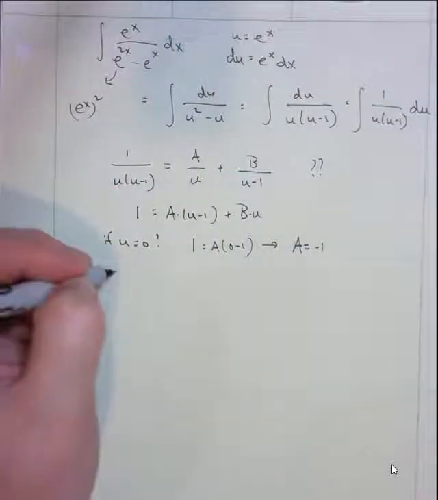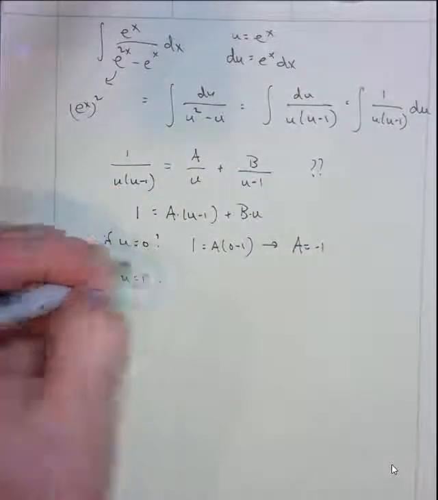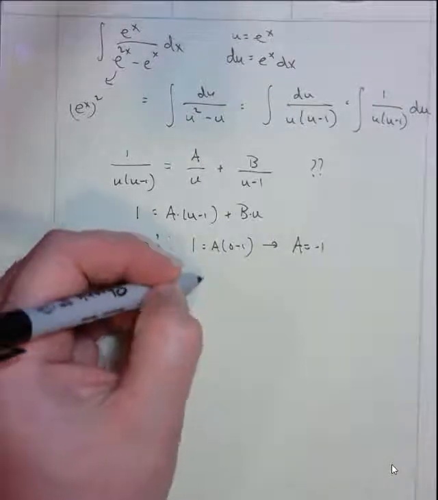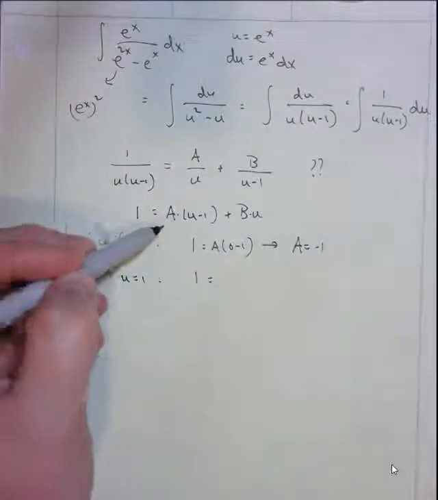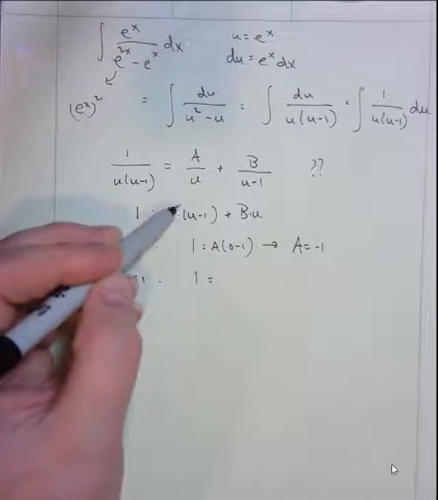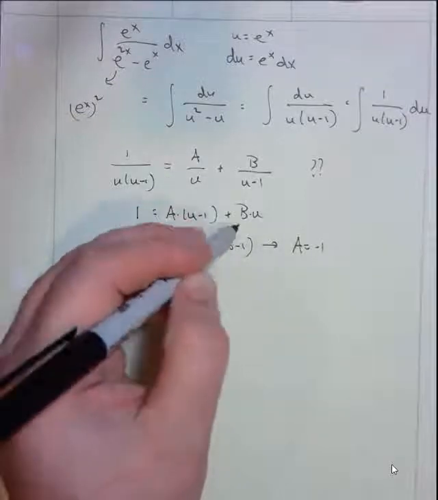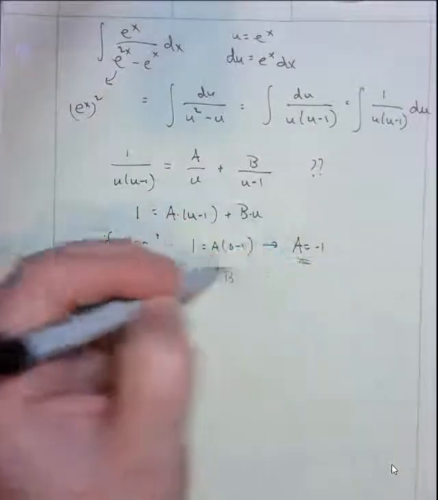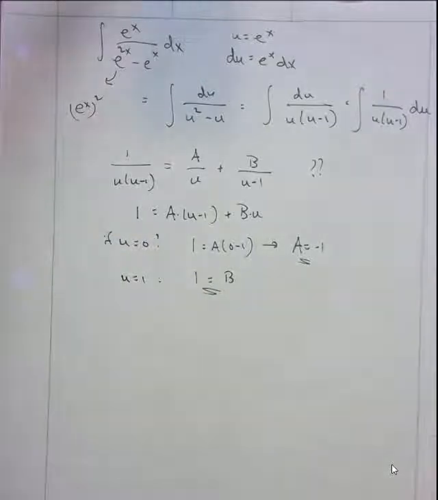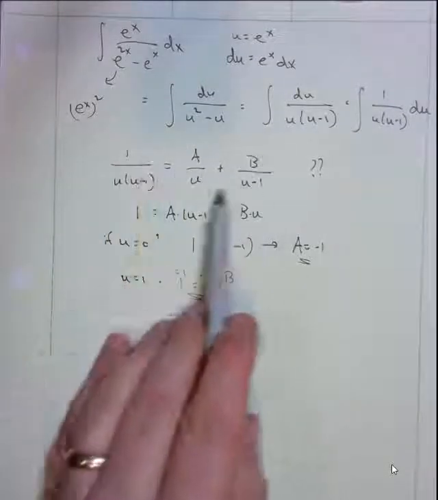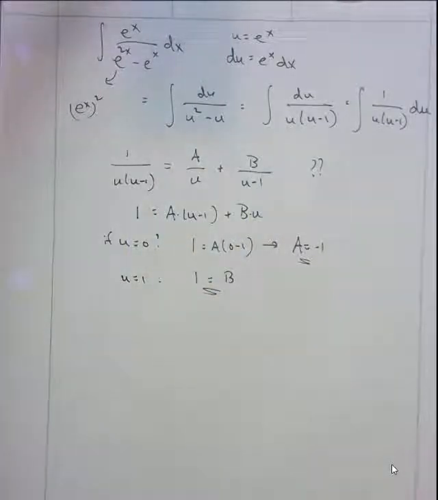Ta-da! And if u equals 1, I'm going to get 1 equals, if u is equal to 1, this whole term vanishes, and b times 1. And so immediately I've discovered the values of a and b that will make this algebraic structure work out. I'm cheating a little bit with the use of u equals 0 and u equals 1, but shh, just like in the last section, don't tell anyone.